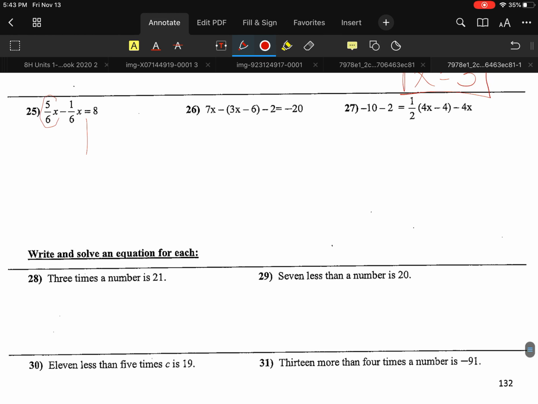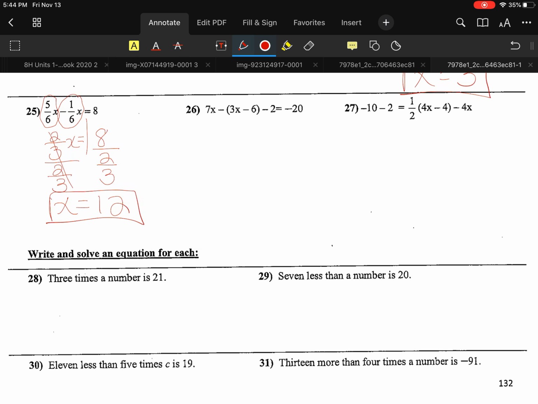Okay, moving along. Number 25, fractions. On the left-hand side, both of these terms have x's, so I can combine those together. Again, if you use a calculator, it's going to give you the reduced form. I think we had this exact same problem in the fractions lesson. So if you don't use a calculator, you'll get 4/6. If you do use a calculator, you're going to get 2/3. Either way, we're going to get the same answer when we're done. The inverse of multiplying by 2/3 is to divide by 2/3. Again, it looks a little weird, but you have that calculator. 8 divided by 2/3 is 12.